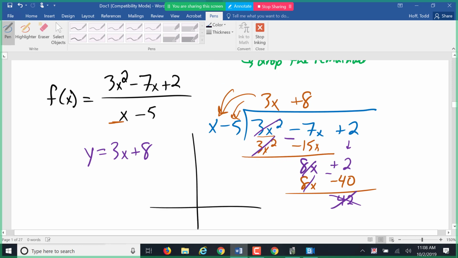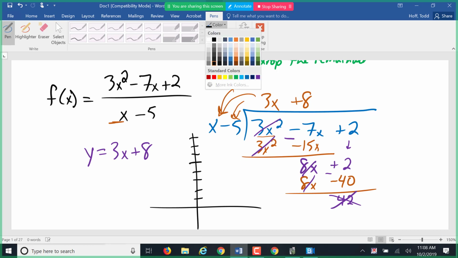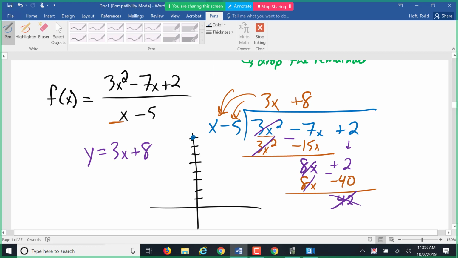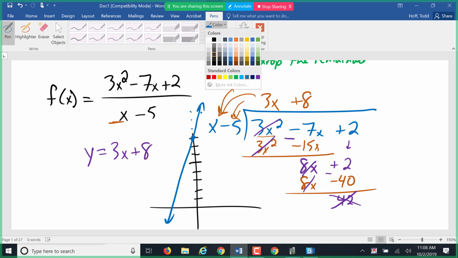So you guys remember how to graph linear equations. Starting at 8, going up 3 over 1. That's going to be an asymptote. I didn't draw that real well. That's going to be an asymptote for that rational function.